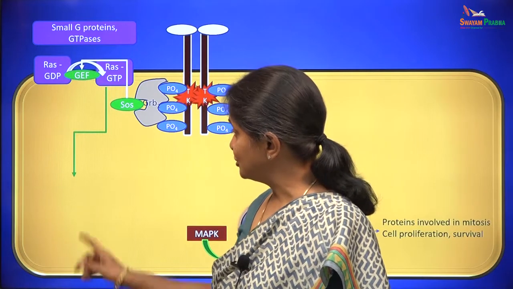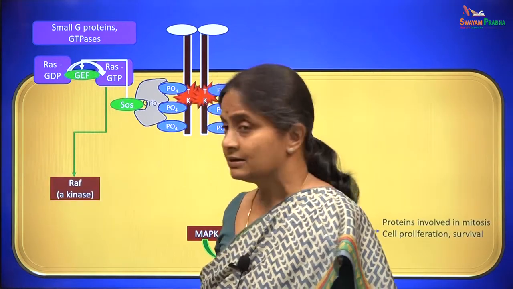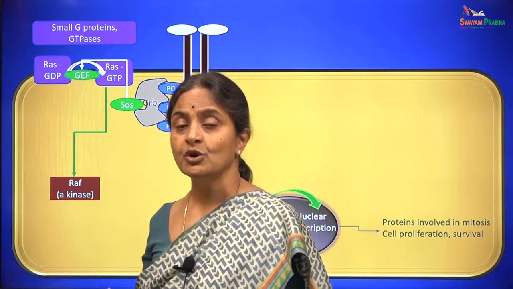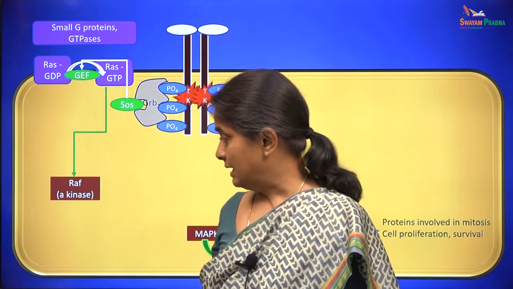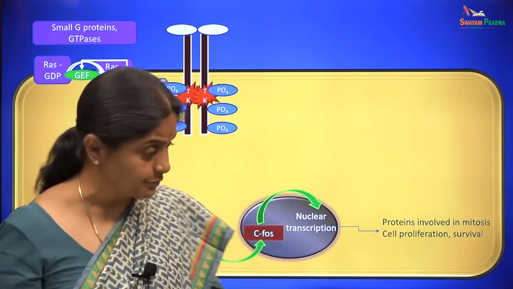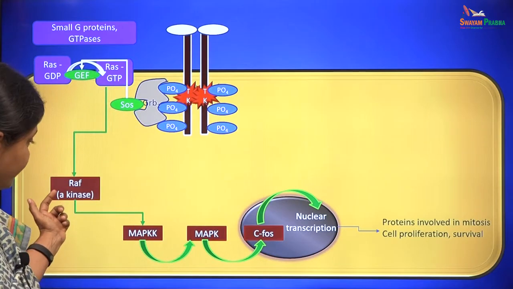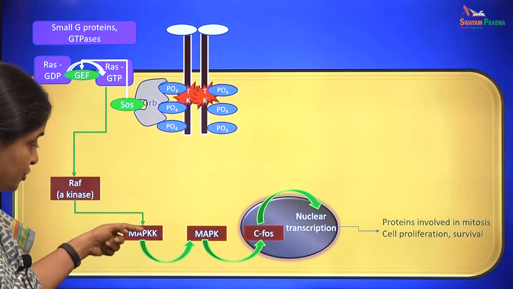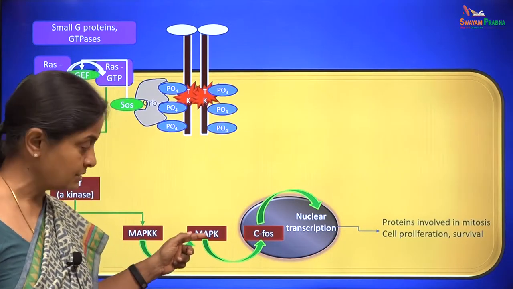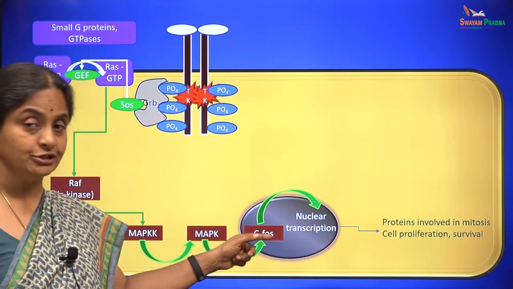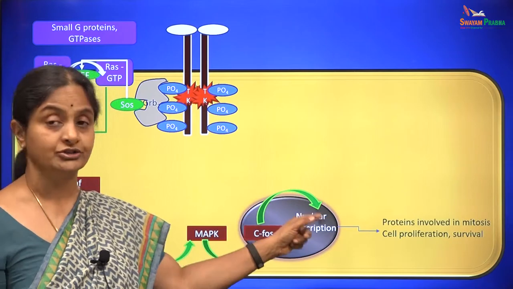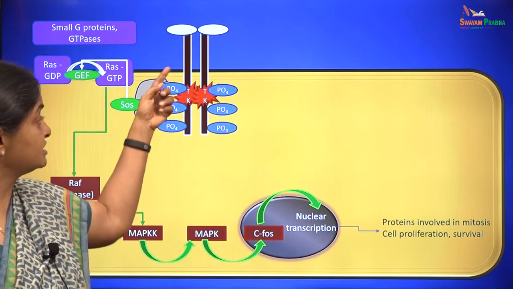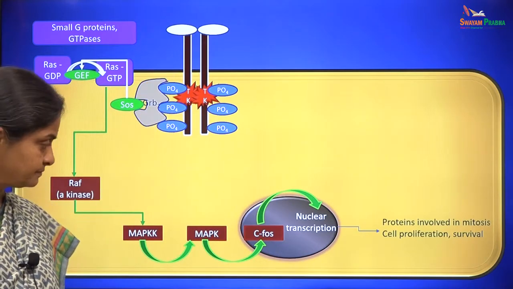So that is going to activate a protein called RAF. RAF is a kinase as well. It is going to phosphorylate another protein. So that is the sequence of events. RAF phosphorylates a MAP kinase kinase, something that is going to phosphorylate the MAP kinase. And then the MAP kinase causes phosphorylation of c-FOS and causes nuclear transcription. So this completes the pathway for receptor tyrosine kinase signaling.